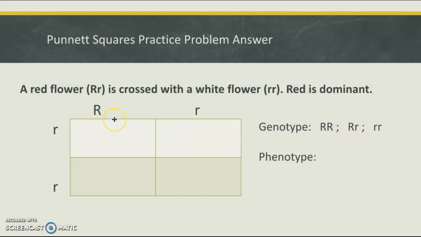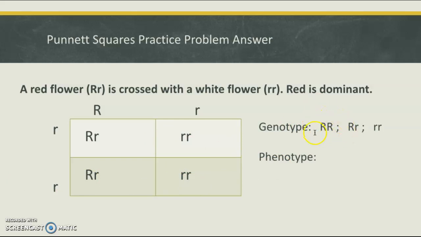Now, remember, all you do is distribute. So capital R's are going down. This lowercase r, you're going to write down. This lowercase r, you're going to write across. And this lowercase r, you're going to go across. So we're just distributing it. And we're going to count how many we have of each genotype.